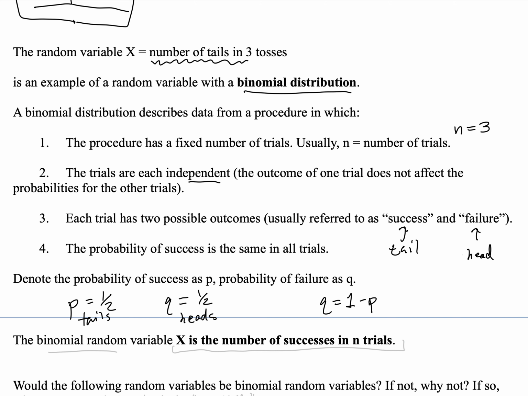The binomial random variable X is the number of successes in n trials. So X, the variable, is always the number of successes in n trials for a binomial random variable.